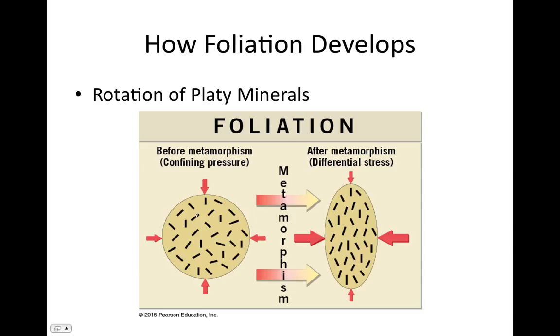So here we have these platy minerals that are randomly oriented. And then they're squeezed in one direction. You can see these large arrows indicating it's been squeezed in this direction. What happens is all these platy minerals rotate so that they are roughly parallel to each other, not completely parallel, and roughly perpendicular to the direction they're being squeezed. In doing this, the rock takes up less space in the direction it's being squeezed and elongates in the direction perpendicular, which allows the rock to shorten in the direction it's being squeezed and lengthen in the other direction. So this is one way in which foliation develops, the rotation of platy minerals.